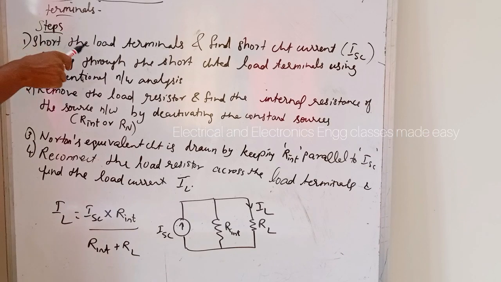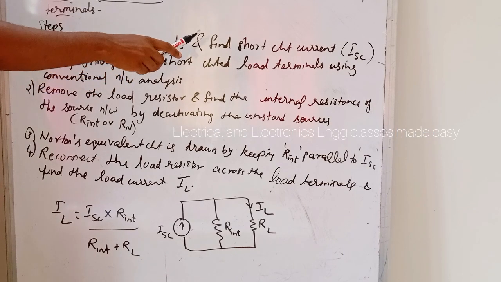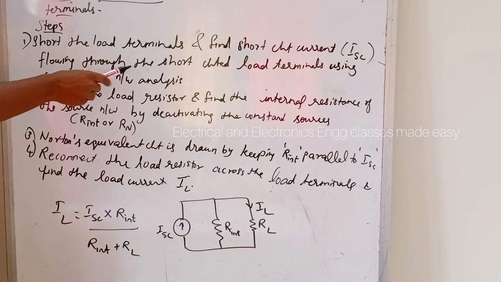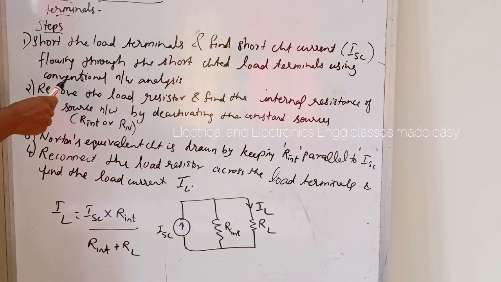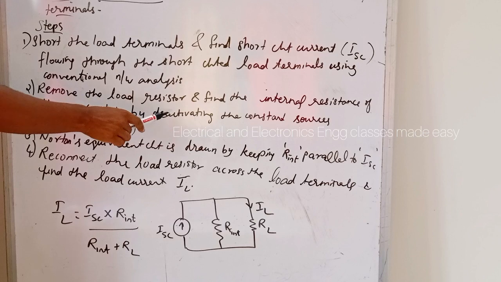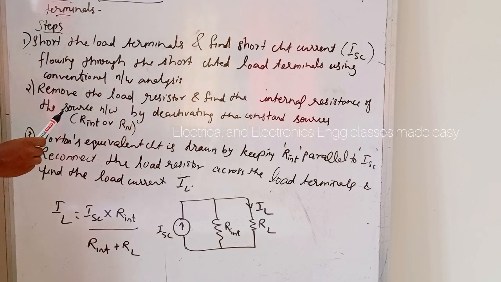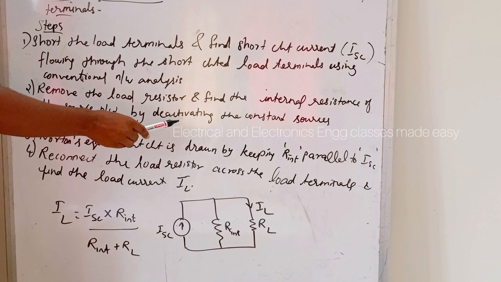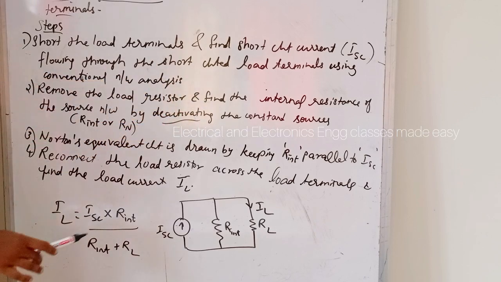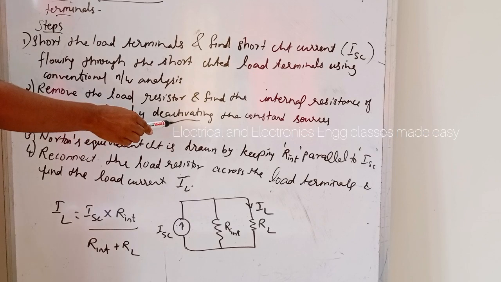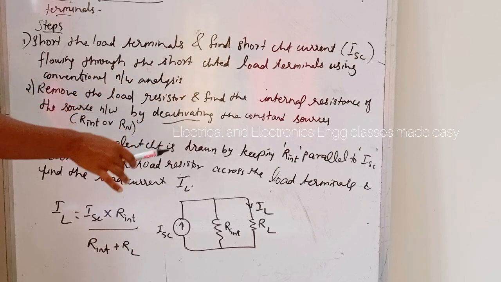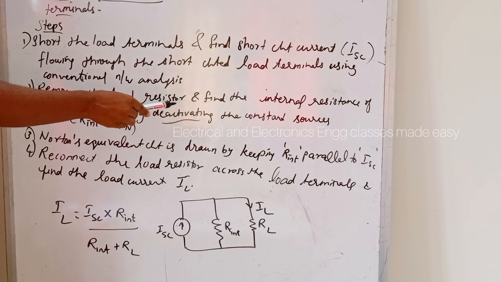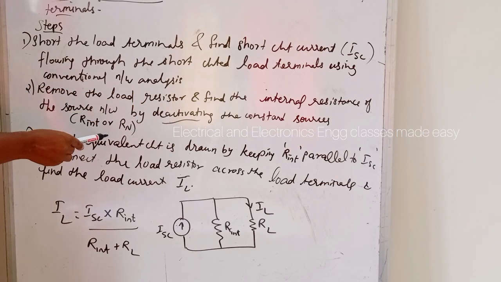First one is short the load terminals and find short circuit current ISC flowing through the short circuited load terminals using conventional network analysis. Second one is remove the load resistor and find the internal resistance of the source network by deactivating the constant sources. That is, for voltage source short circuit and for current source open circuit. And this internal resistance, that is the Norton's equivalent resistance, is denoted by RINT, that is R internal or RN.